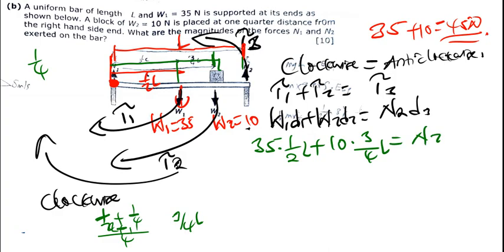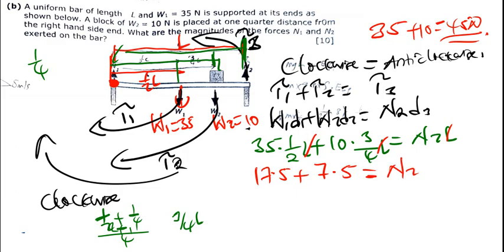D3 is the distance from this point here all the way to that point, which is L. At this point, I can clearly see that L appears everywhere. I can cancel L. So I'll have 35 divided by 2, I'll have 17.5, plus 10 times 3 divided by 4. I'll have 7.5, like that. So I'll have 7.5 is equal to N2.